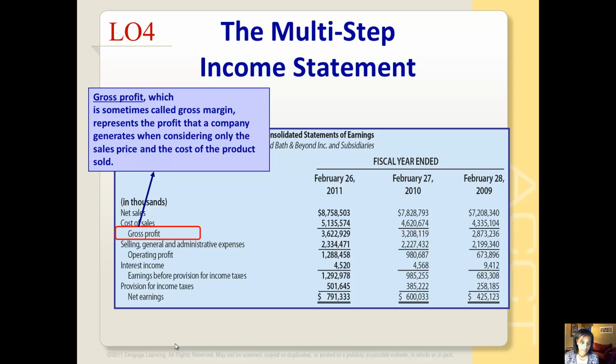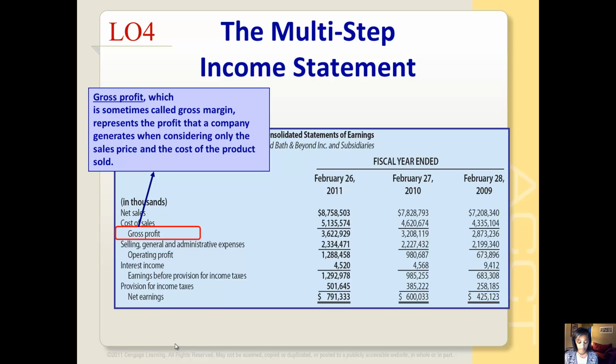We've looked at the classified balance sheet, so now let's dig deeper into the income statement by reviewing the multi-step income statement. Companies generally use one of two forms for their income statement, a single step or a multi-step statement. A single step income statement calculates total revenues and total expenses and then determines net income in just one step by subtracting total expenses from total revenues.